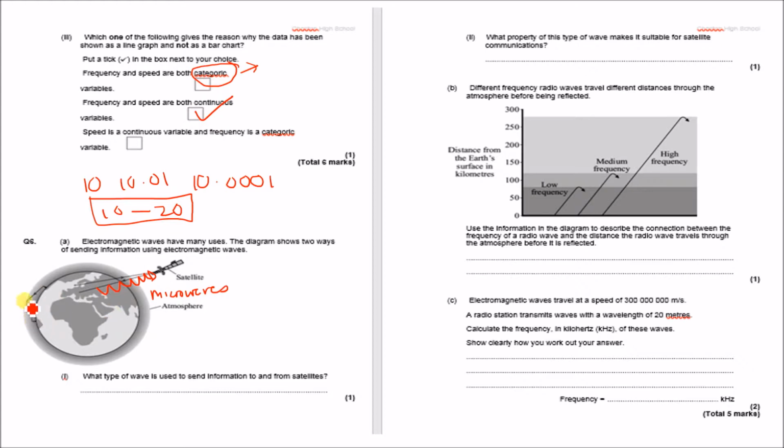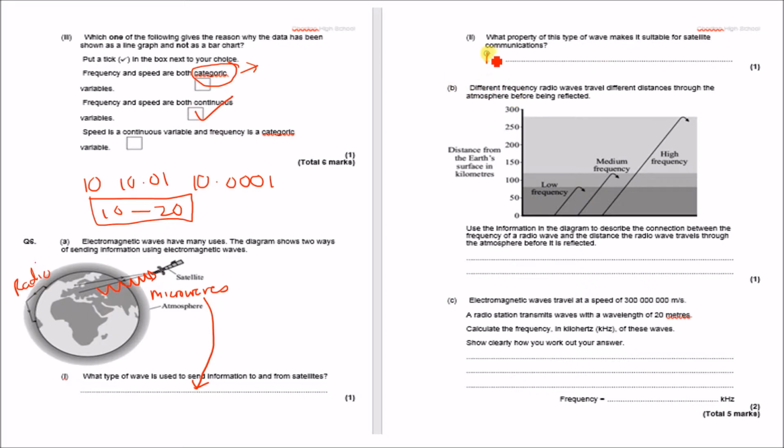Here we can see another type of wave. This is a radio wave. Radio waves are reflected off the atmosphere, and we need to know also what this part of the atmosphere is called. So we're going to do this in a later question. So what type of wave is used to send the information? Microwaves. What property of this wave makes it suitable for satellite communication?